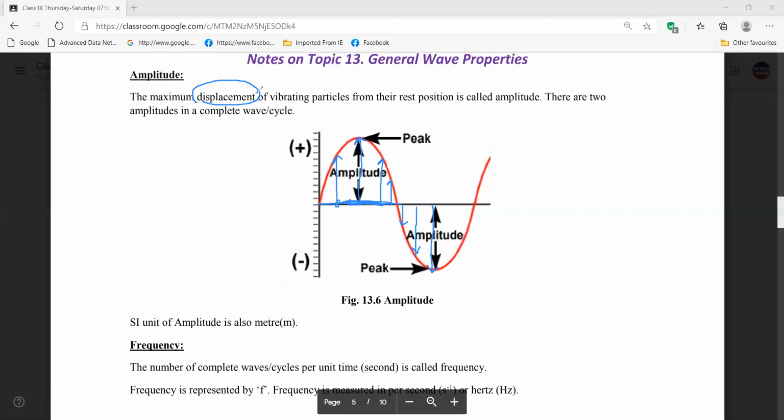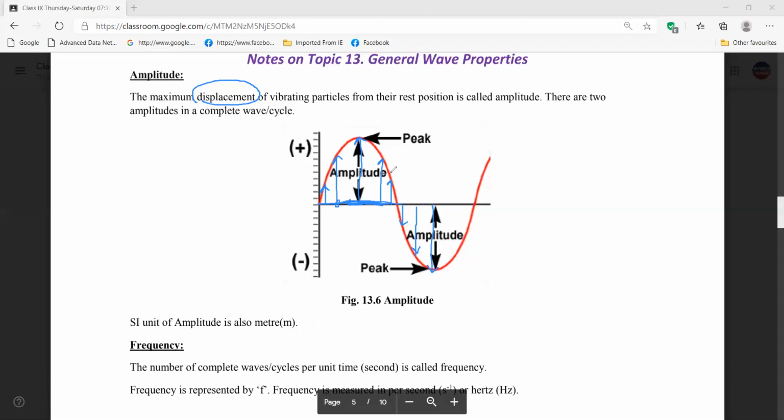So this displacement, when the displacement is maximum, you see we have displacement here, we also have displacement here. Now which one is maximum displacement? The middle one, right? So the displacement which is maximum, that one is called amplitude.